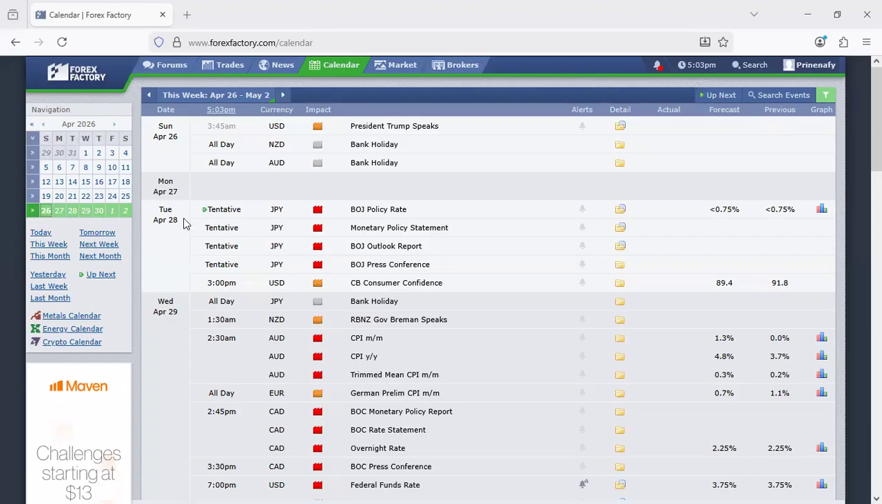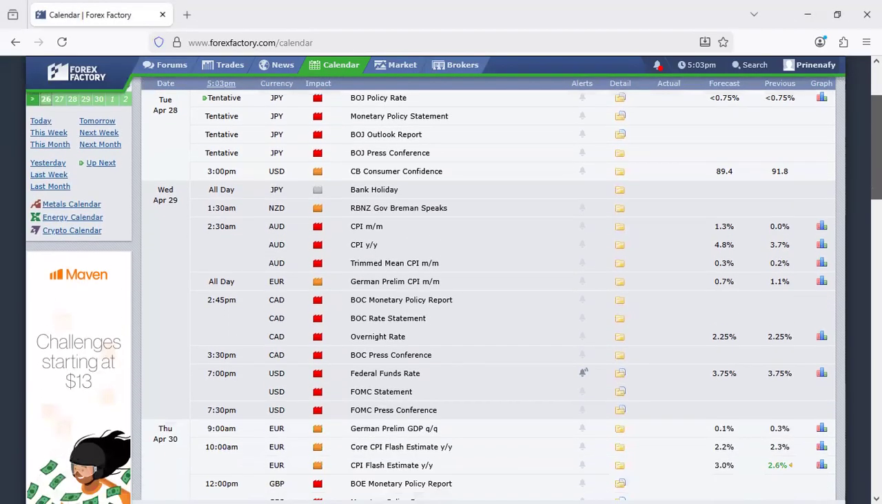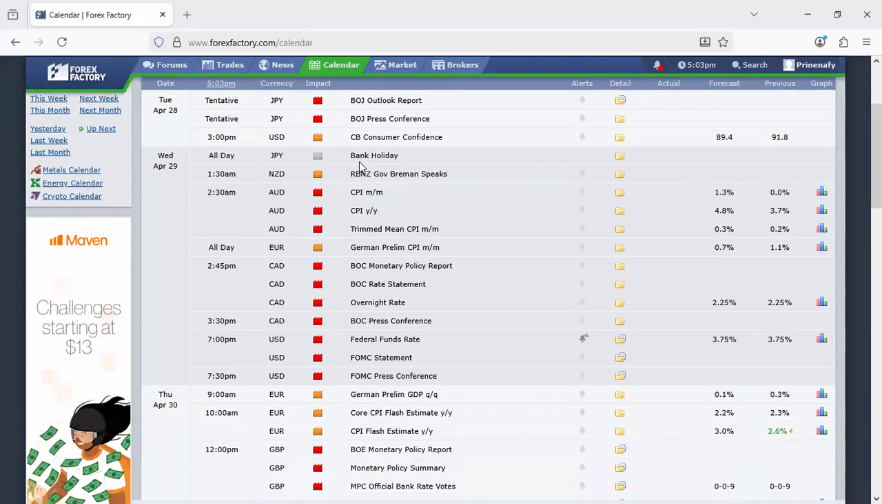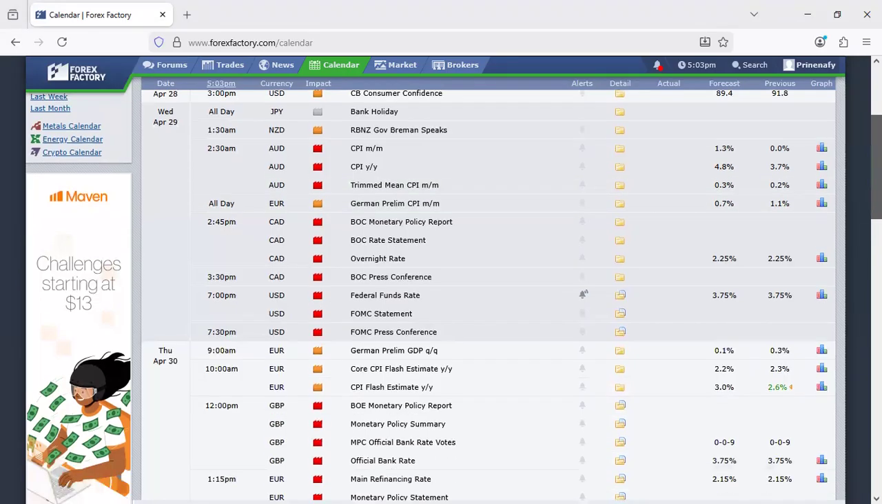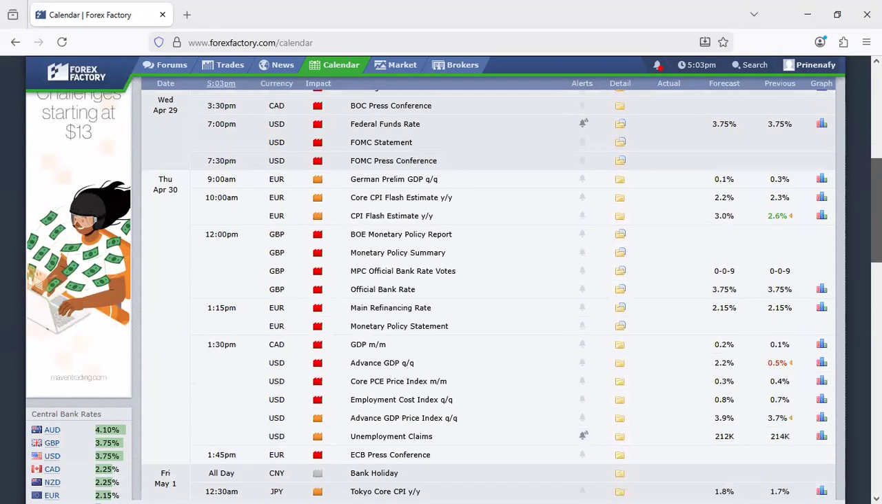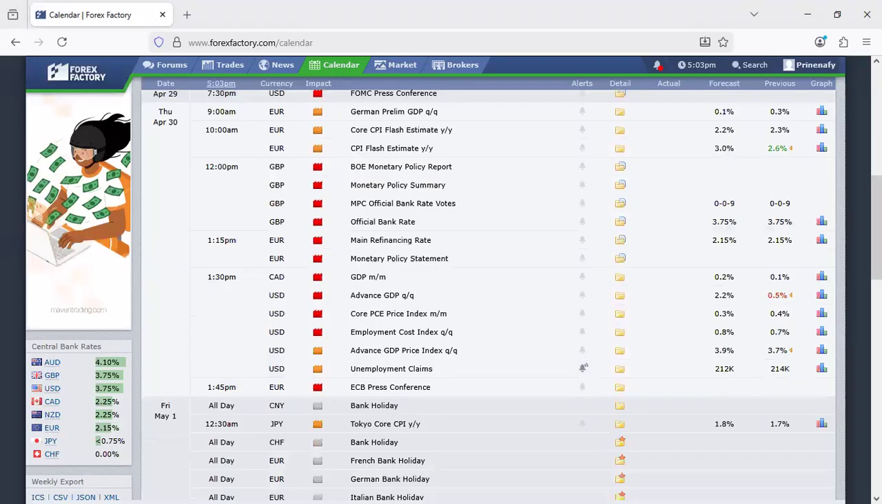Then on Tuesday, there is no news on USD, only high impact news on JPY. Then on Wednesday, we can see that JPY is on bank holiday. There is low impact news on NZD, that's the New Zealand dollar, high impact news on AUD. And for my interest on USD, there is FOMC news, which is a high impact news. So you might want to stay away from the charts during the time of the FOMC news.